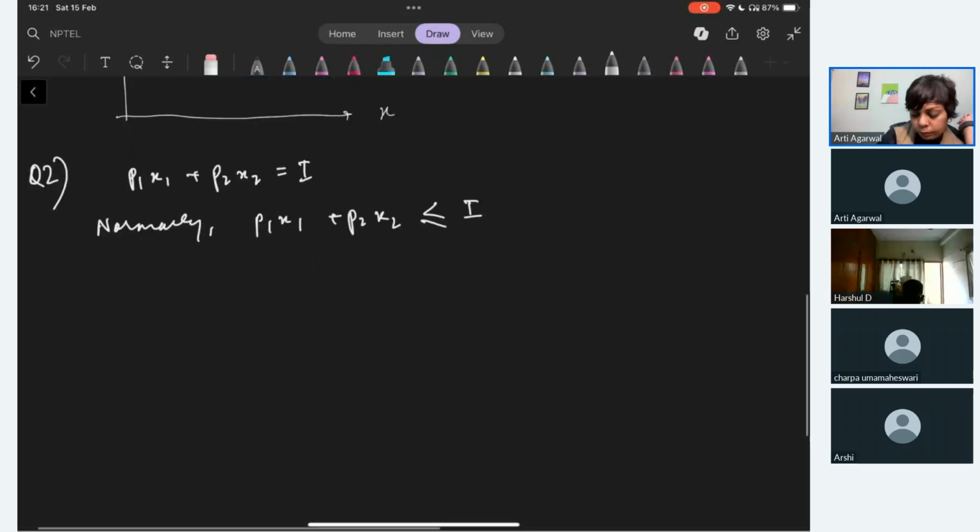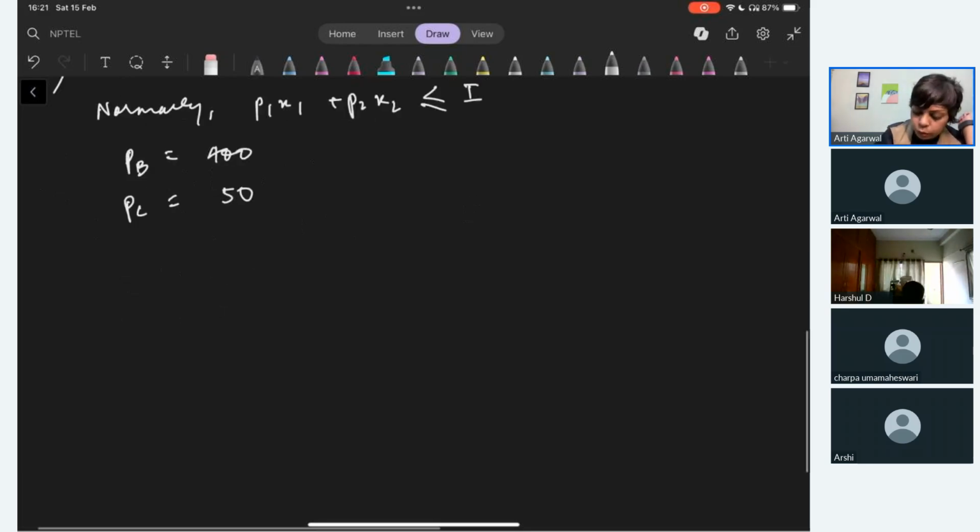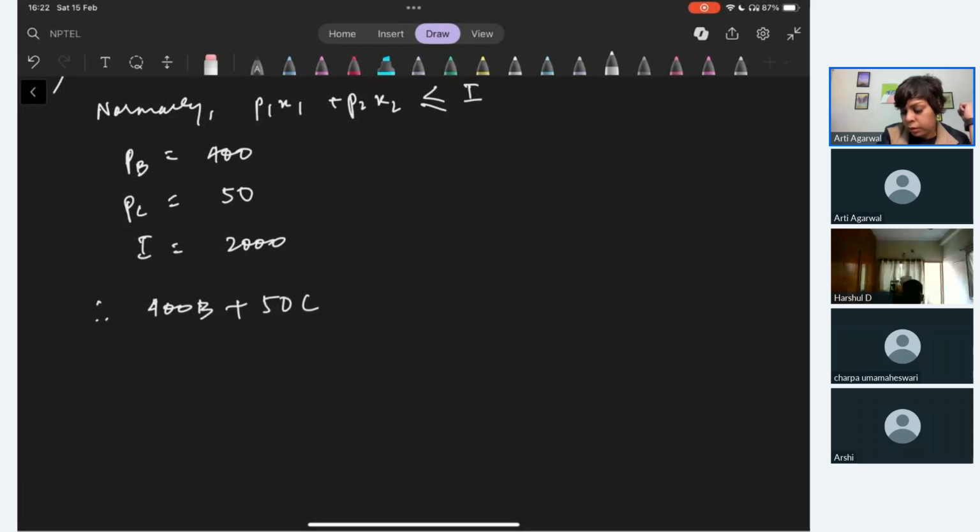Now we know P1, or you can say PB, the price of books, is 400. PC is 50, right? And we know I is 2000. So therefore, just plug in the numbers and you have 400B plus 50C is equal to 2000. Now you can just divide it.